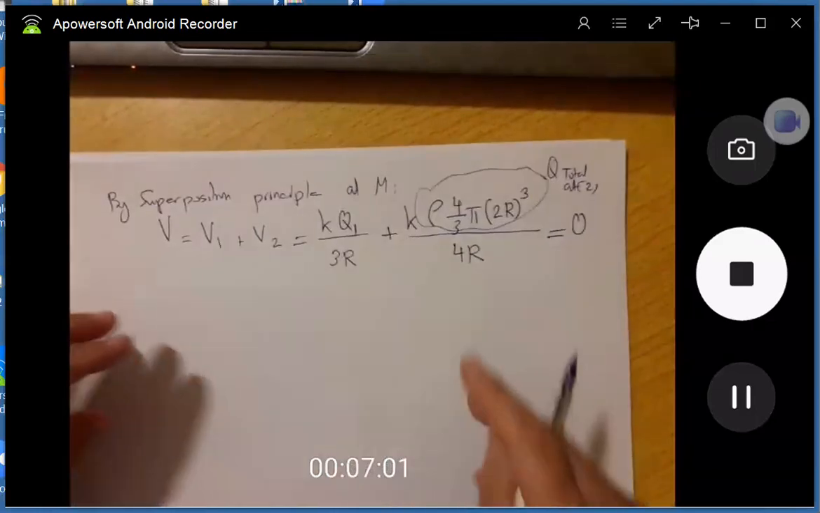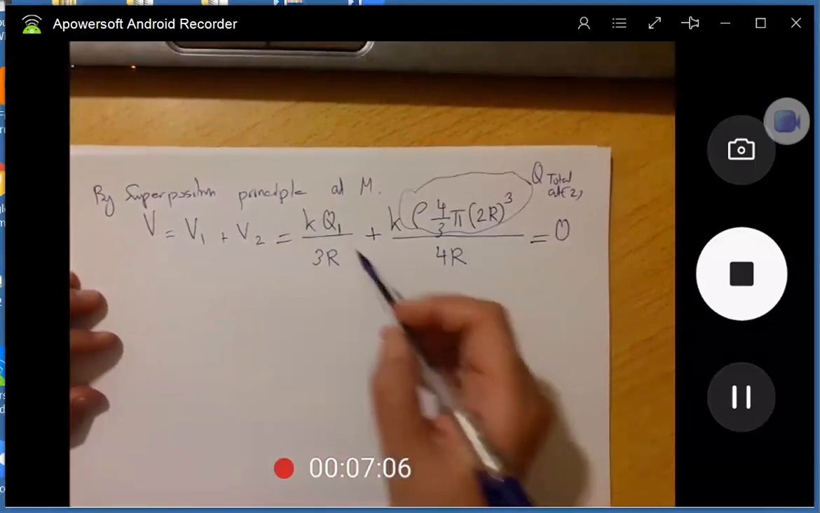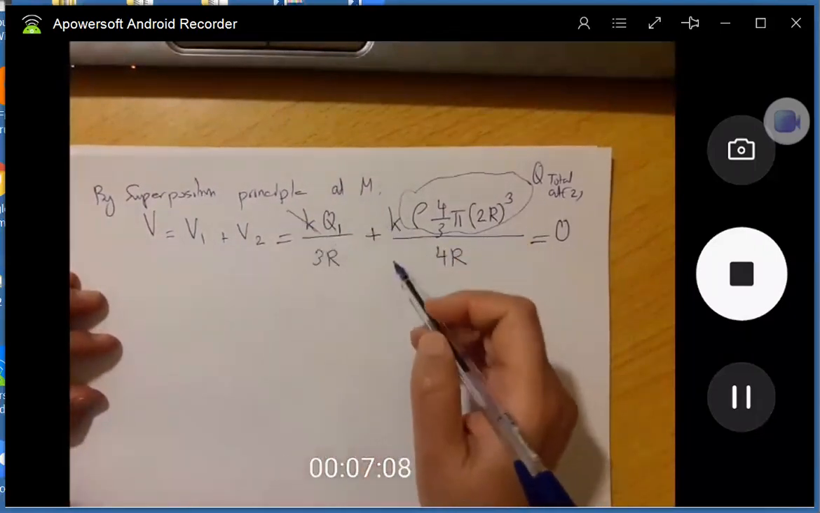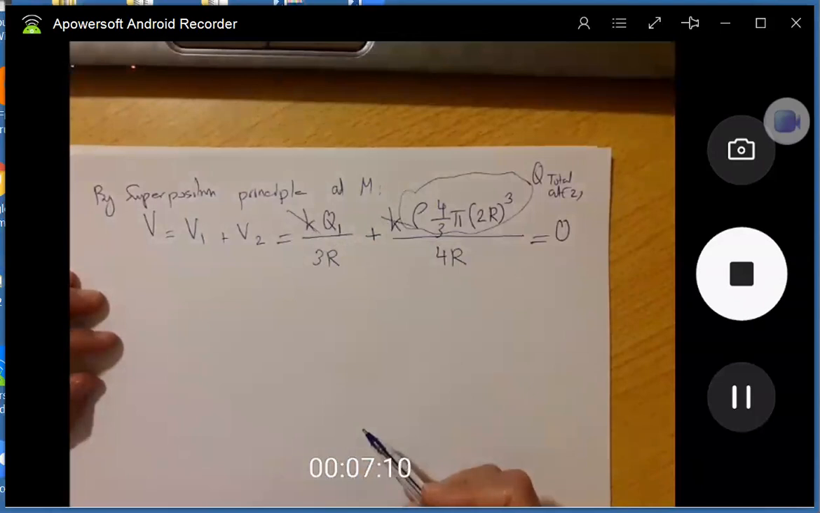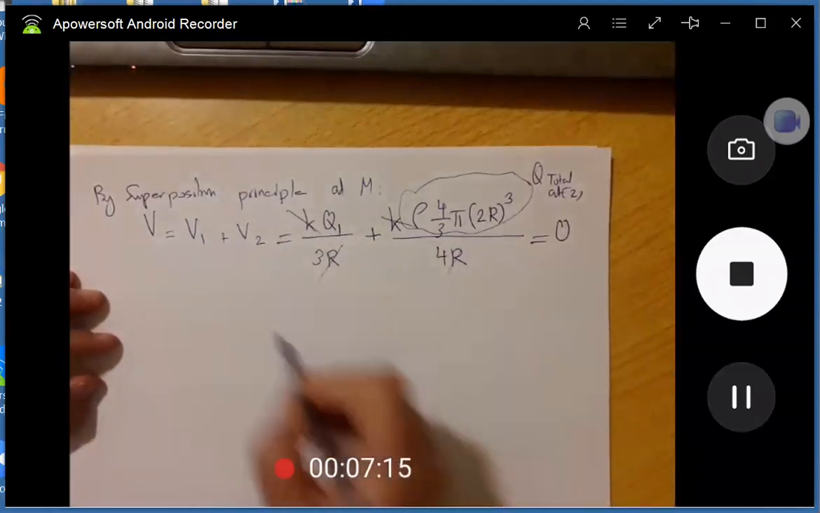This is all given equal to 0. Which means, of course, I can do some cancellation: K with K is cancelled, and R with R can be cancelled.